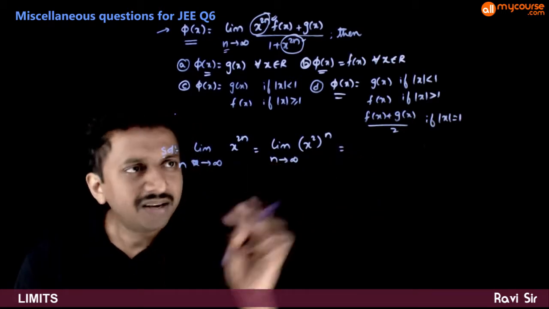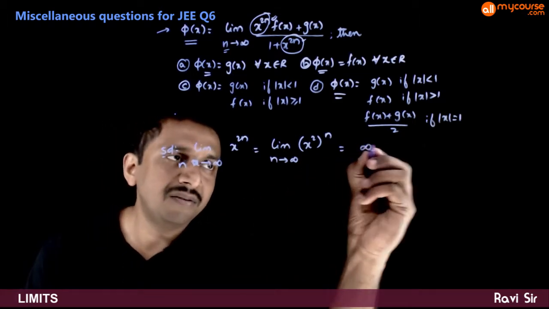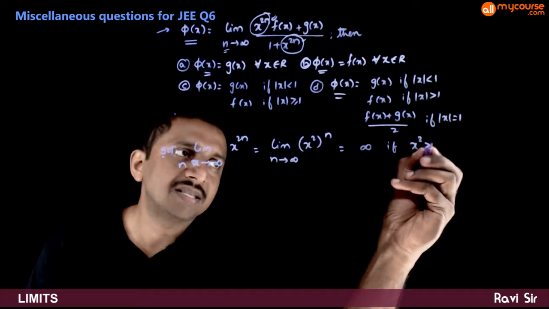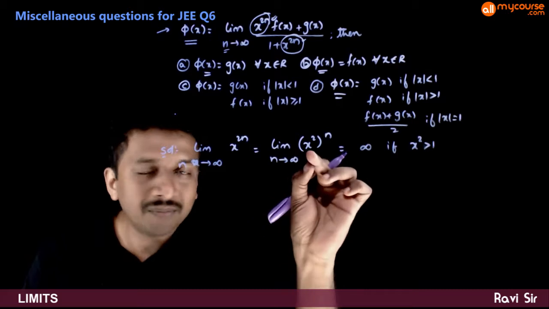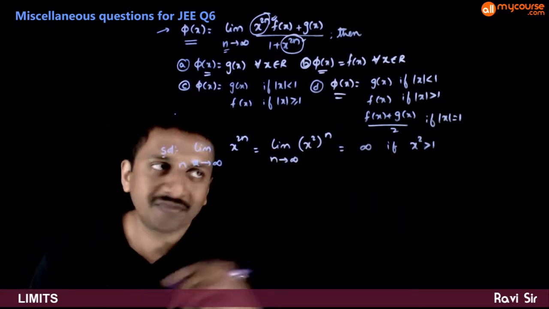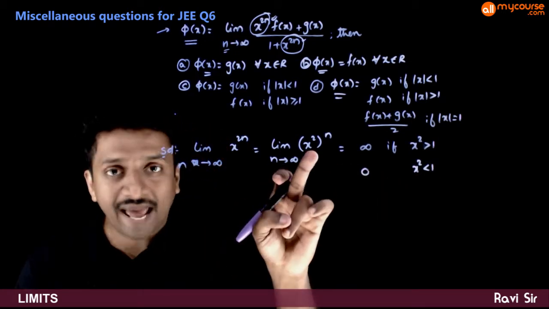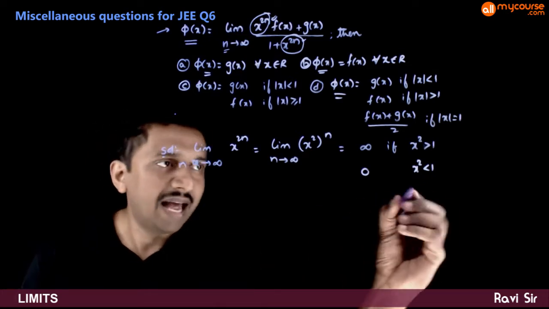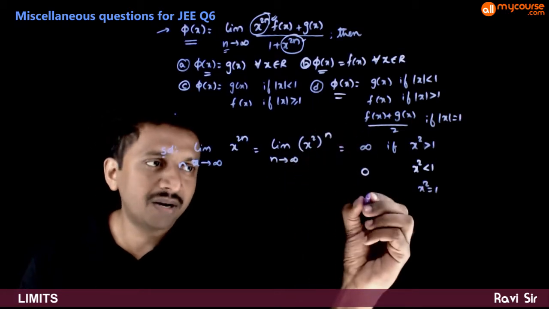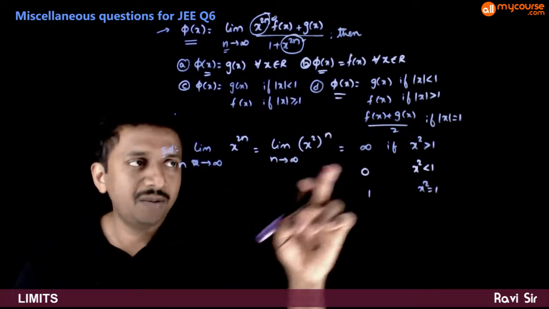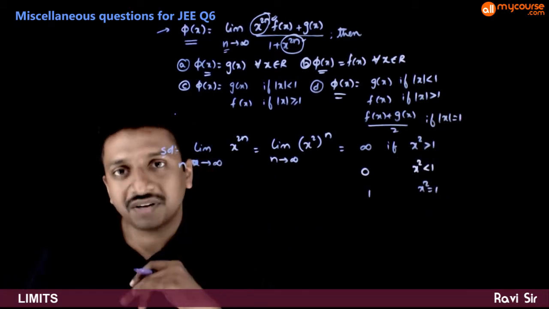Now you are raising some number to the power infinity. So this is equal to infinity if x^2 is greater than 1. Any number greater than 1 to the power infinity goes to infinity. And if x^2 is less than 1, this number goes to 0. A fraction to the power infinity is 0. And if x^2 is exactly equal to 1, it is exactly equal to 1, since 1 to any power is 1. So depending on where the value of x^2 is, you get different limits for x^(2n).